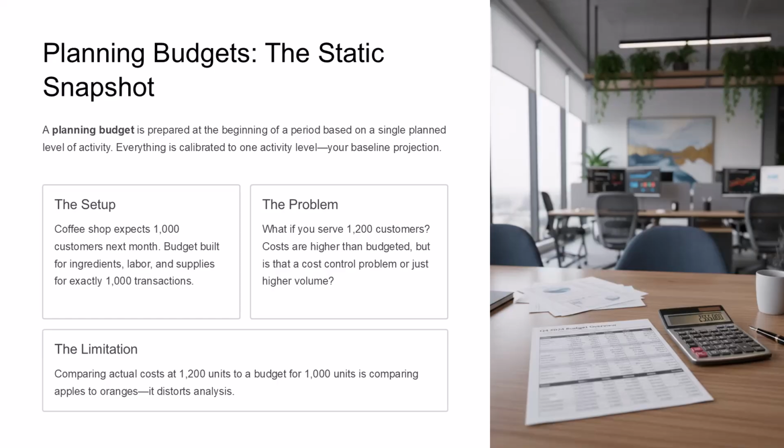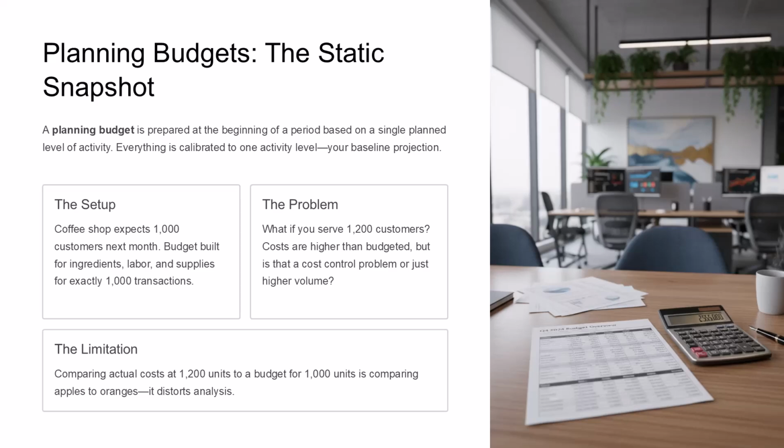If you just compare actual results to the static planning budget, you might think you have a cost control problem. But do you? Or did you just serve more customers than planned, which naturally requires more resources? That's the fundamental limitation of planning budgets. They're useful for setting initial expectations, but they become misleading for performance evaluation when actual activity differs from planned activity.